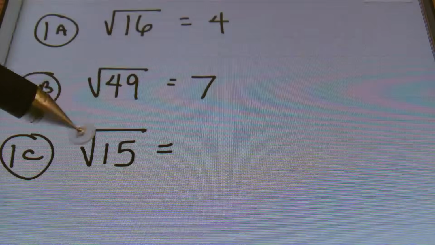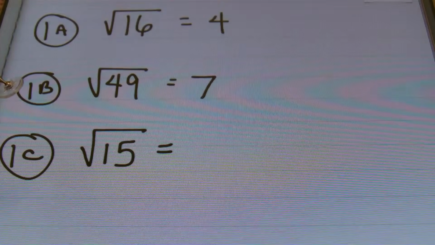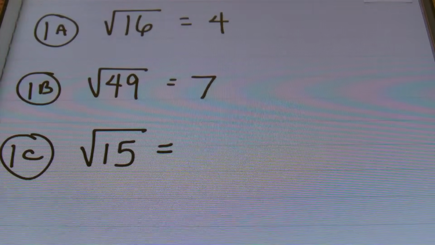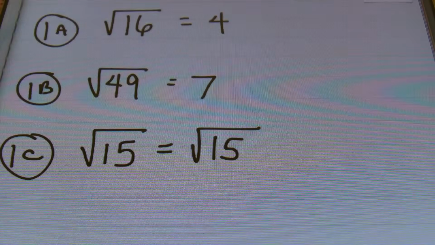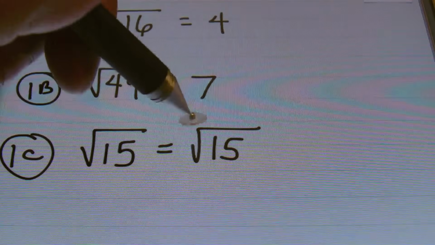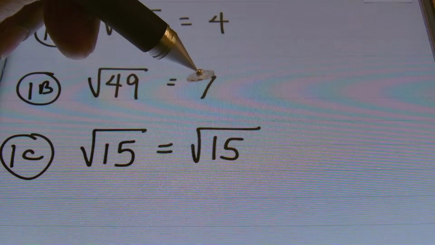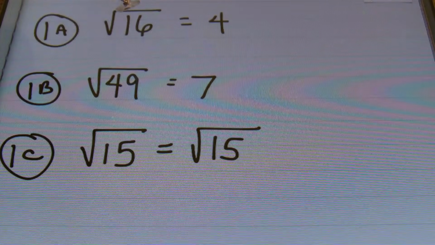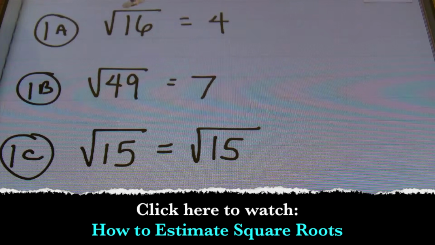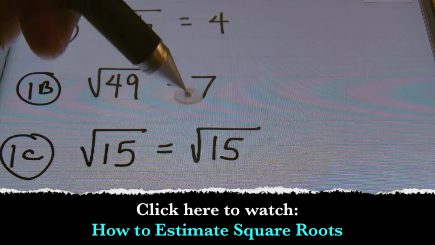Now 15 is not a perfect square. So as far as simplifying them cleanly, this is already simplified. So the answer will just be the square root of 15. Now there are some classes that'll have you simplify this into decimal notation. They'll have you round it to the nearest tenth. And I'll give you a video on how to do just that. Matter of fact, I'll put a link right beneath here. All right. Simplifying square roots to the nearest tenth.